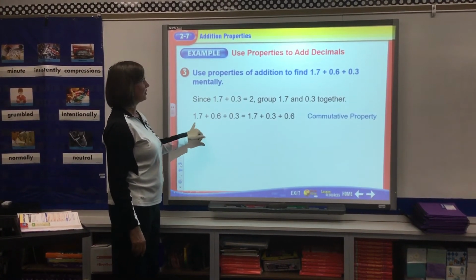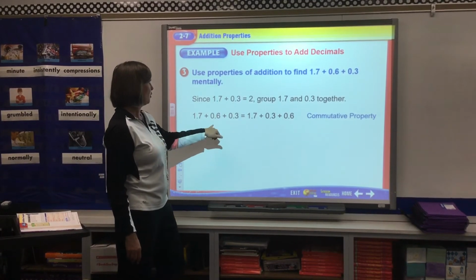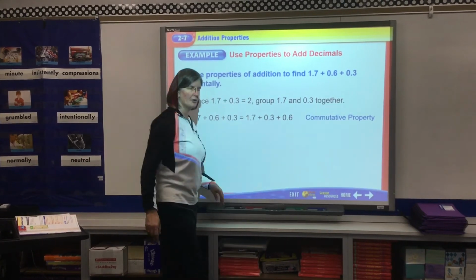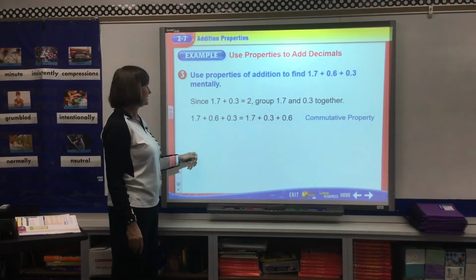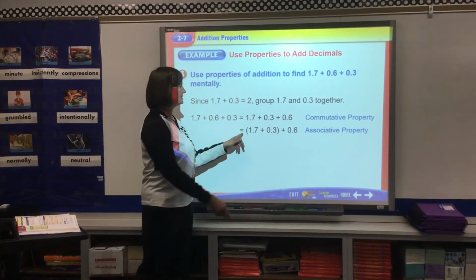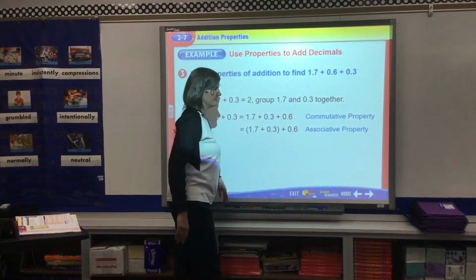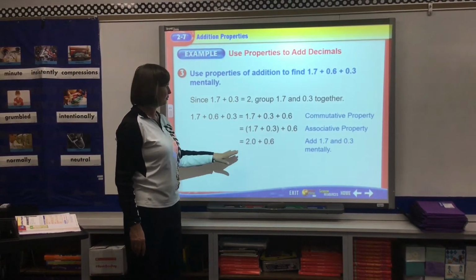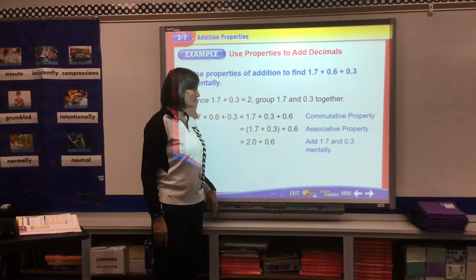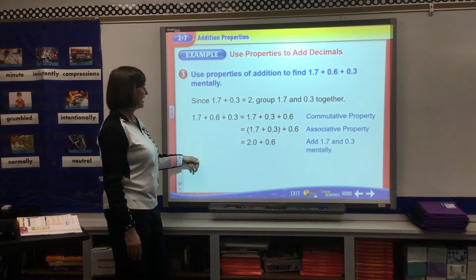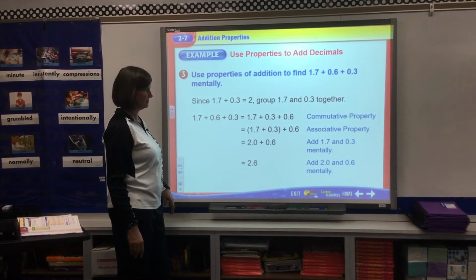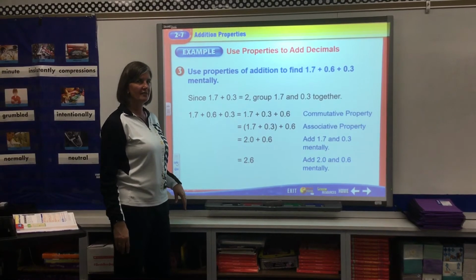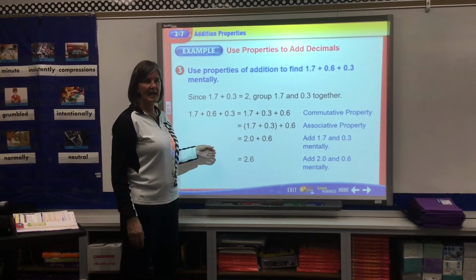When you change the order, they switched these two around. That is called the commutative property, which says it doesn't matter what order you add numbers in. And then they're going to add parentheses around those two. And whenever you see the parentheses, that's the associative property. And then lastly, we know 1.7 plus 0.3 equals 2. And then I can add together 2 plus 6/10, and I would get a final answer of 2 and 6/10. So the whole purpose of these is being able to move the numbers around. We're not changing the value at all. It just allows us to be able to add mentally.